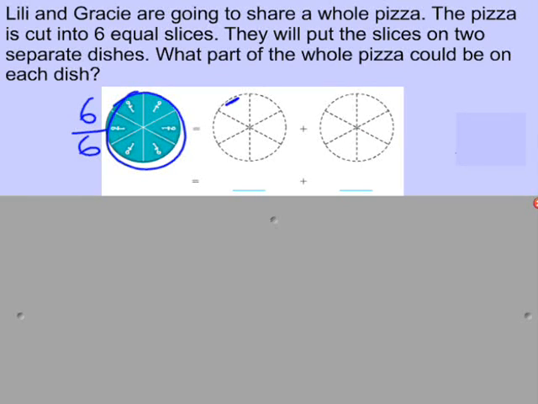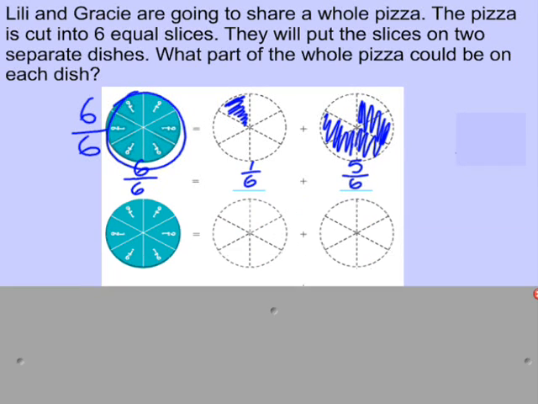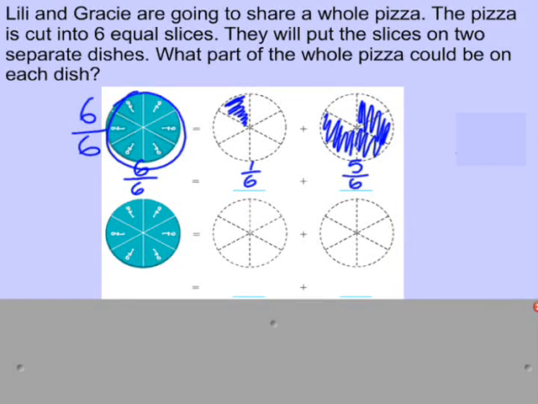So if we have 1 slice left over here, if I wanted to make the whole pizza, I would have to do 5 slices here. So this would be 1/6 plus 5/6 would equal 6/6, or the whole pizza. Let's try another one. So with the same pizza, 6/6, we could do 2 slices on the left pizza, which would be 2/6, and then we would have to do 4/6 on the other side. So I would do 4 shaded in on this side.